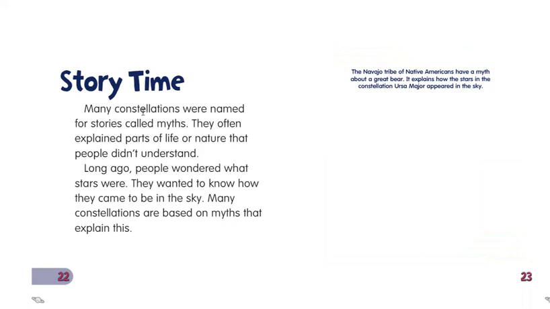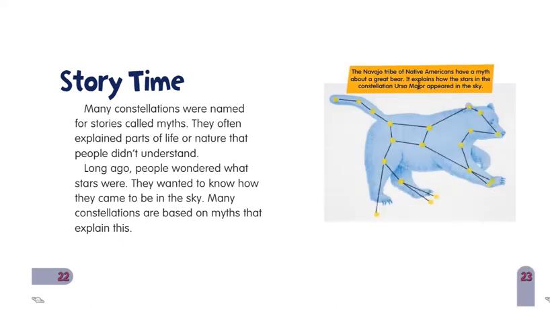Story time. Many constellations were named for stories called myths. They often explained parts of life or nature that people didn't understand. Long ago, people wondered what stars were. They wanted to know how they came to be in the sky. Many constellations are based on myths that explain this. So the Navajo tribe of the Native Americans have a myth about a great bear. It explains how the stars in the constellation Ursa Major appeared in the sky.